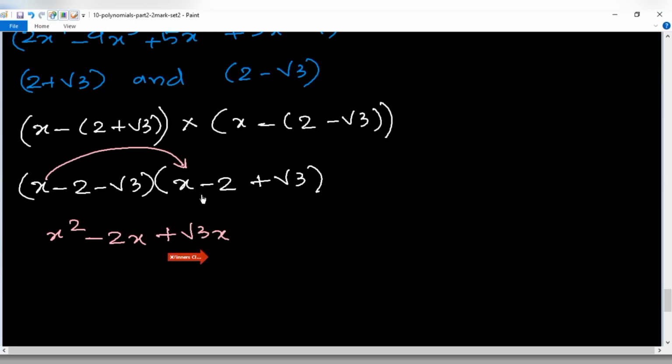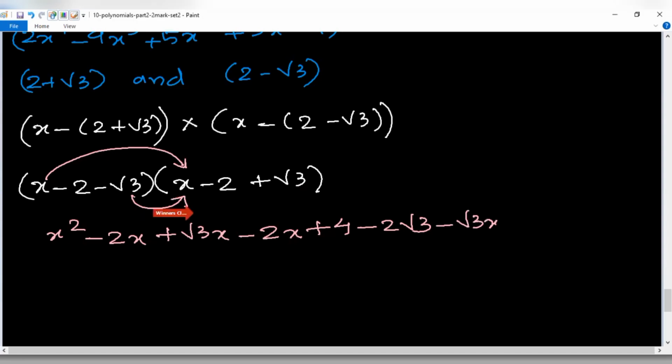Now minus 2 is taken out inside. Minus 2 into x, minus 2x, minus 2 into minus 2, plus 4, minus 2 into root 3, minus 2 root 3. Next, root 3 we have to take in. Minus root 3 into x, that is minus root 3x, minus root 3 into minus 2, positive 2 root 3, minus root 3 into positive root 3, that is minus 3.